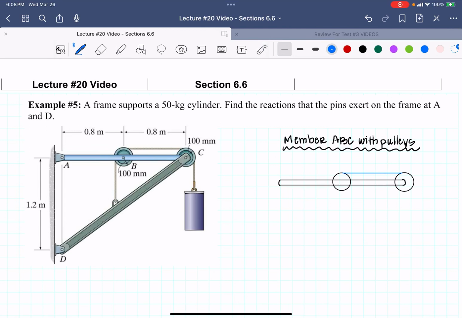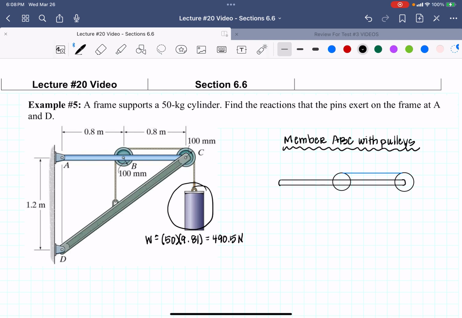Okay, so this is example number 5 from lecture number 20 over section 6.6, which is frames and machines. We've got another example where a frame is supporting a 50 kilogram cylinder. So let's calculate that real quick. The weight of the cylinder is going to be 50 kilograms times 9.81, which is 490.5 newtons. So that's the force of this cylinder.